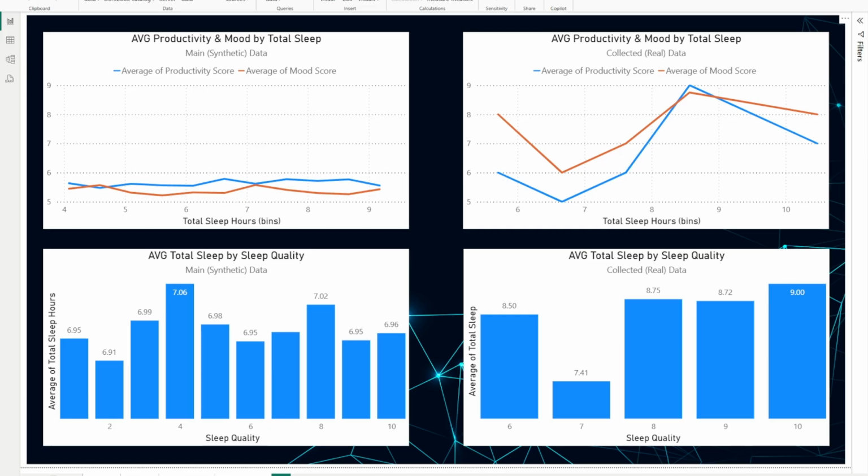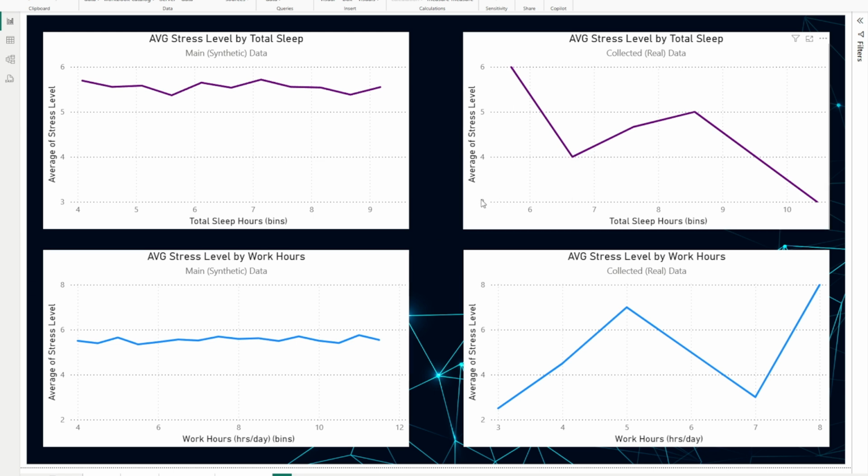To validate my findings, I collected real data from 10 people and compared it in Power BI. Compared to synthetic data, real data showed sharper peaks in mood and productivity at 8 to 9 hours of sleep, and stronger trends like more sleep, less stress, and more realistic stress patterns around work hours. This clearly showed that real data captures more meaningful and intuitive relationships.